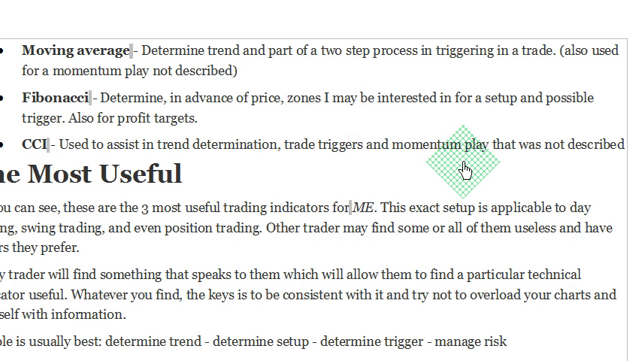So let's summarize. The moving average, we use that to determine the trend, and it's part of a two-step process in triggering in the trade. We also use it for a momentum play that I haven't described here. The Fibonacci, we use that to determine in advance price zones that I might be interested in for a setup and a possible trigger, and it's also for profit targeting. The CCI, use it to assist in trend determination, trade triggers, and a momentum play. That's also not described here at all.